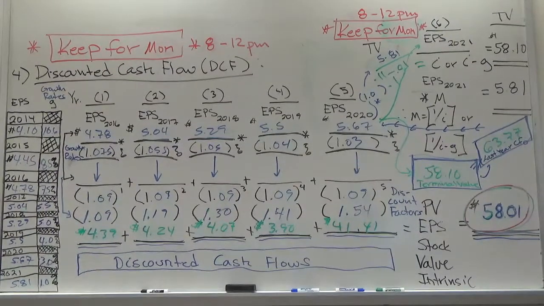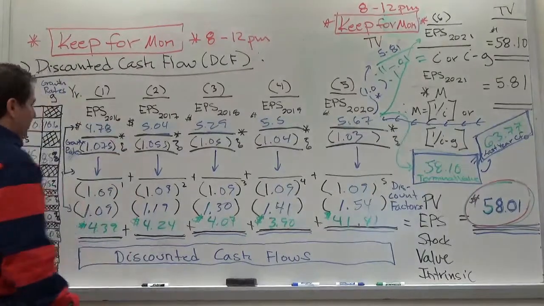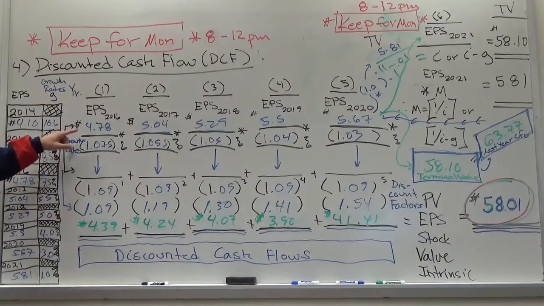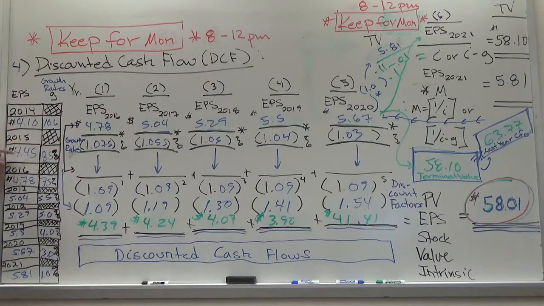Okay, so the fourth intrinsic valuation method is the discounted cash flow. Well, we already have the 2016 earnings per share and the growth rate. I have the 2014 and the 15 along with the growth rates. That's all I have to do is come up with a forecast.